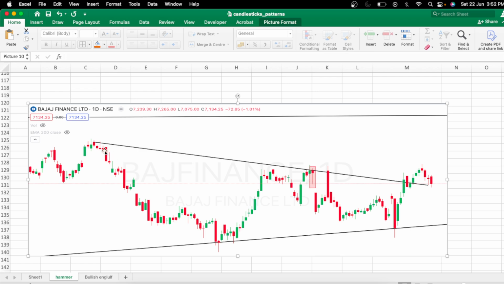So then we see what zone it is in. It is at the resistance zone. This trend line is a resistance zone, so everything is opposite in this direction. So we will not take a long trade in this. Okay, we will avoid this.